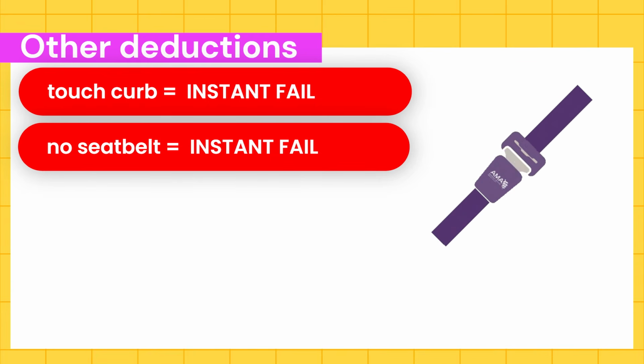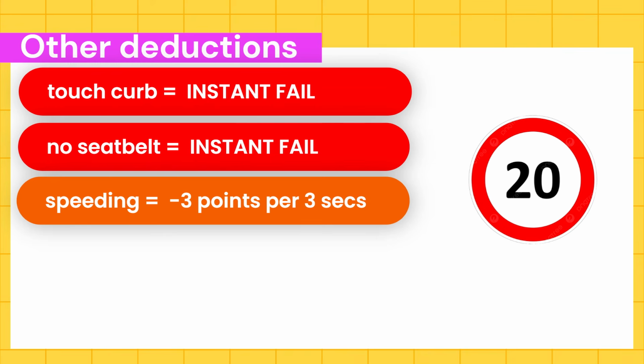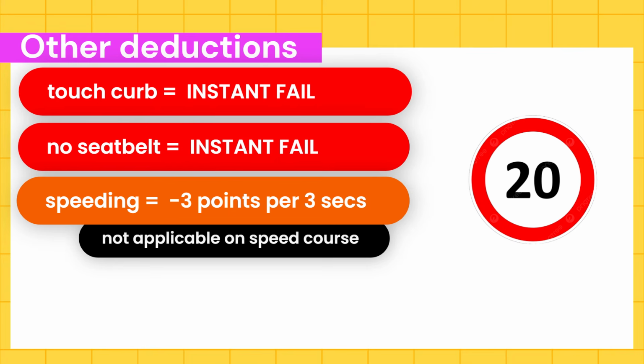The speed limit of the course is 20 kilometers per hour, and 3 points will be deducted for every 3 seconds you go over the speed. But, like I've said a million times, you should take the whole course slowly, so there's no reason for you to be speeding. Note, this penalty obviously doesn't apply to the speed course, where it's mandatory to go above 20.